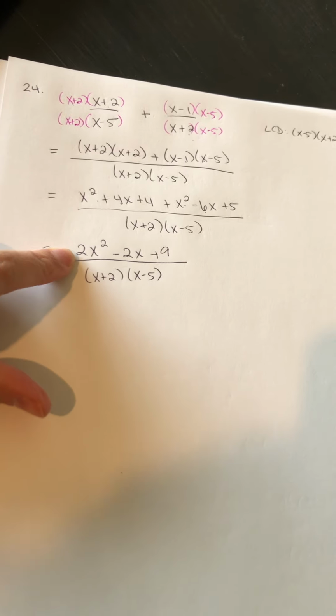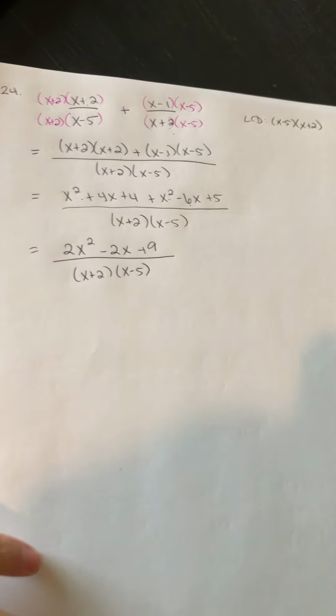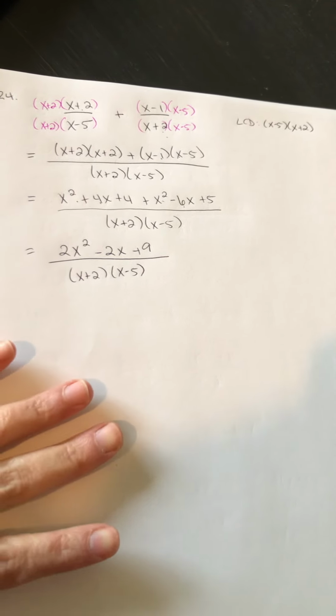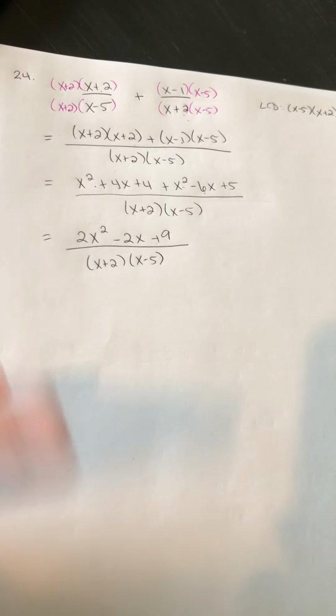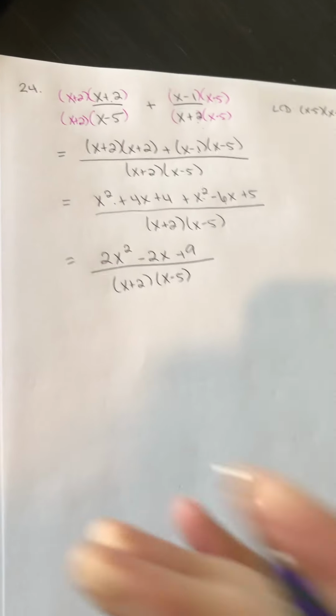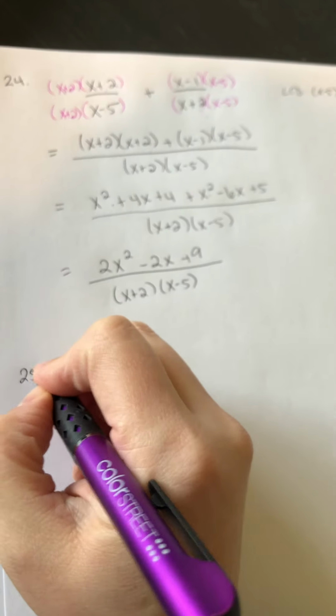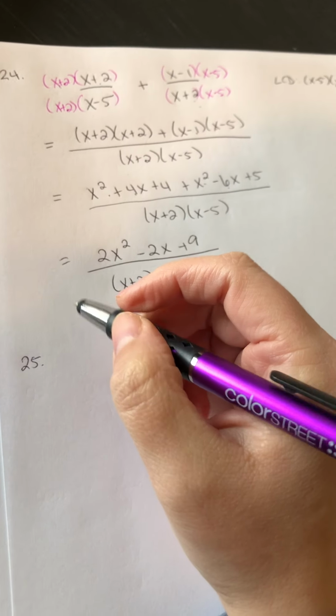9 times 2 is 18. If you do factors of 18, you got 1 and 18, 2 and 9, 3 and 6. None of those will add up to 2. So you're done. And like I said, most of the time, it probably won't factor. Not for this class anyways.